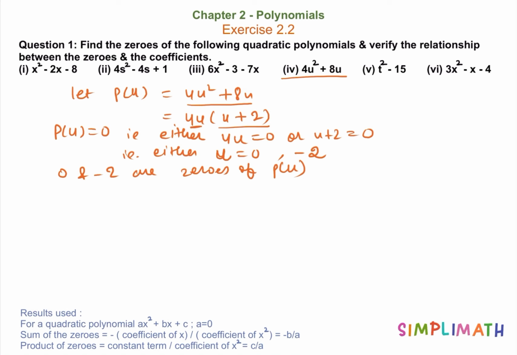Okay, now let us verify the relationship of zeros and coefficients. So sum of zeros is 0 plus minus 2, which gives us minus 2.